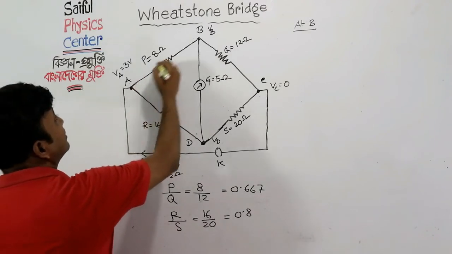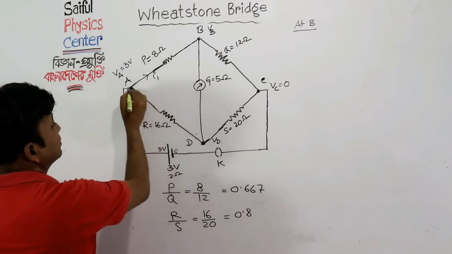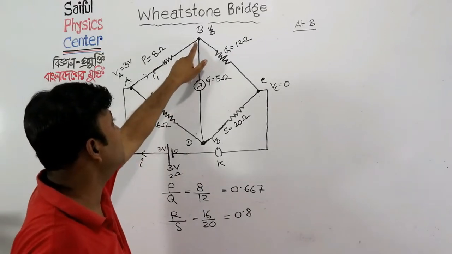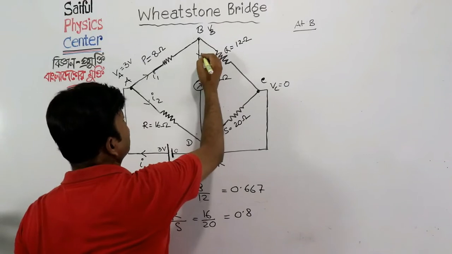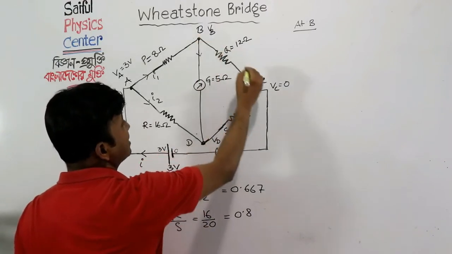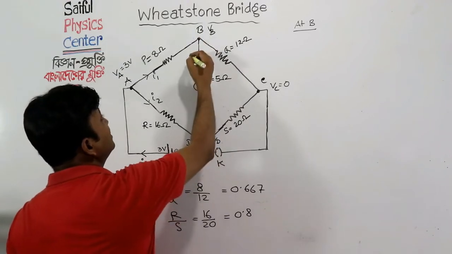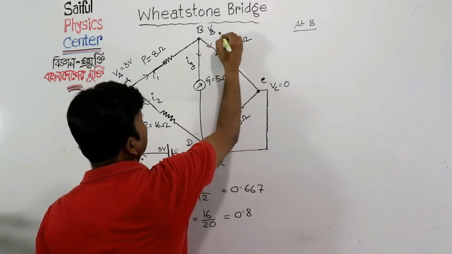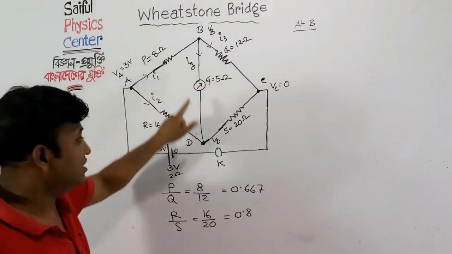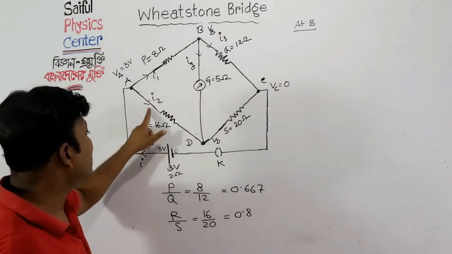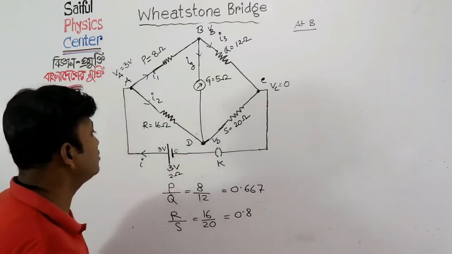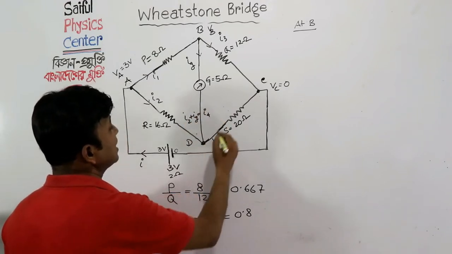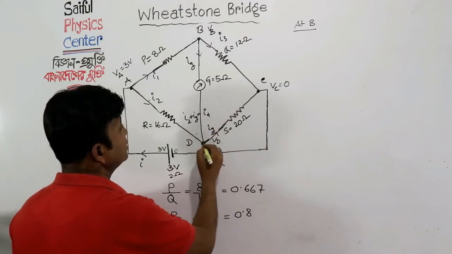Suppose the current along AB is I1 and along AD is I2. Now when this current I1 reaches point B, it again divides into two paths, one along BD and another along BC. Suppose the current along BD is IG and the current along BC is I3. When this current IG reaches point D, the current I2 mixes with it, and together I2 plus IG makes current I4. Suppose this current I4 flows from D to C.